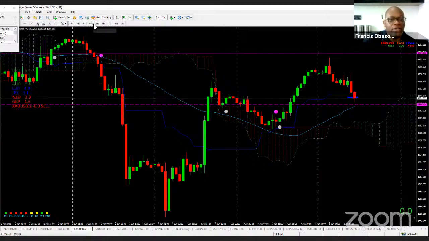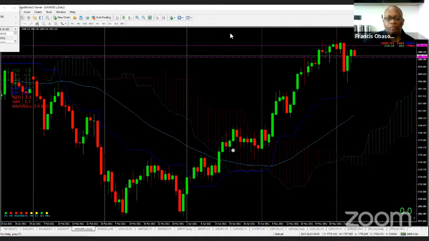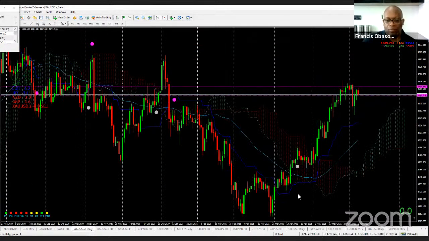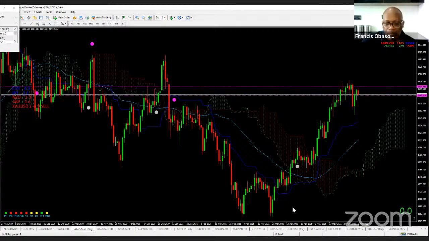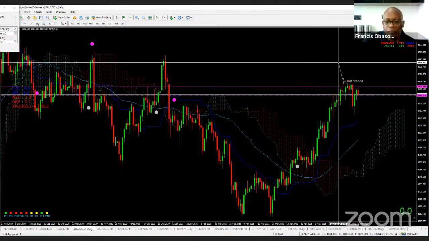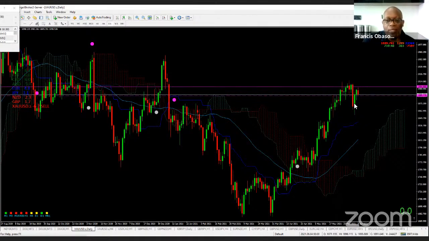Let's just have a look. Yeah, still pretty much in an uptrend, as we can see there. This was just a pullback, I believe. Let's bring out the Fibonacci. We could pick it up from here.